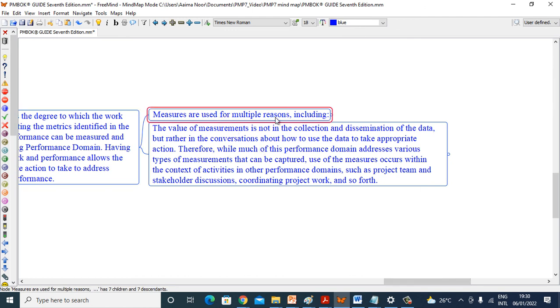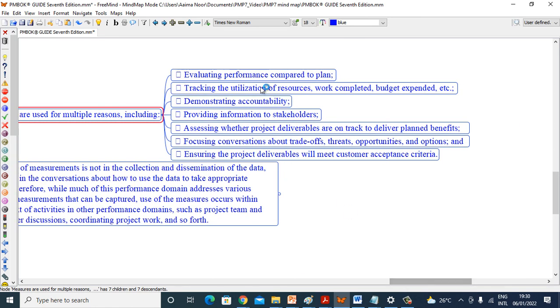Measures are used for multiple reasons, including evaluating performance compared to plan, tracking the utilization of resources, work completed, budget expended, etc., demonstrating accountability, providing information to stakeholders, assessing whether the project deliverables are on track to deliver planned benefits, focusing conversation about trade-offs, threats, opportunities, and options, and ensuring the project deliverables will meet customer acceptance criteria.